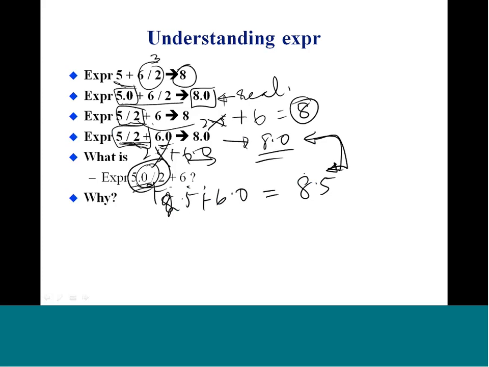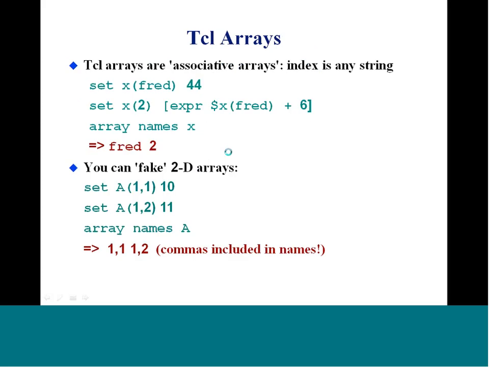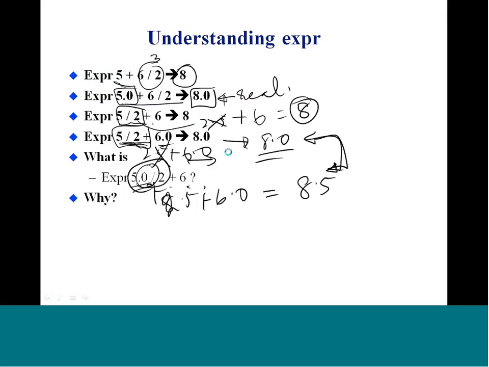So this is another caveat that you always have to keep in mind when writing Tcl programs. The data type actually changes as it goes. So if you have variable substitution all over and at some point it turns into a floating point, you get a different answer than if it was just an integer.